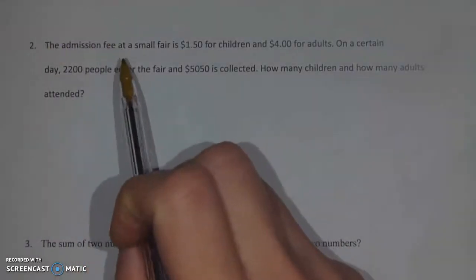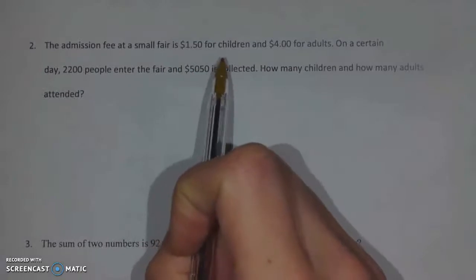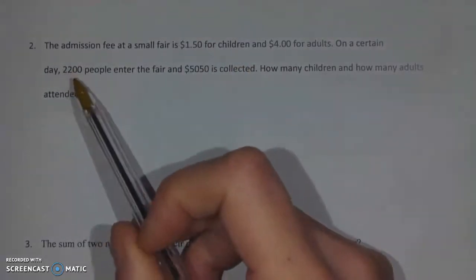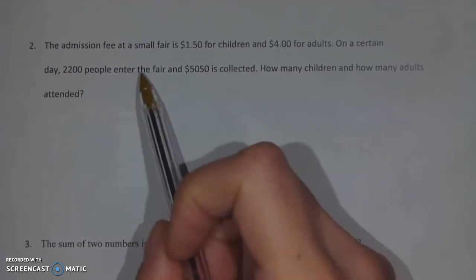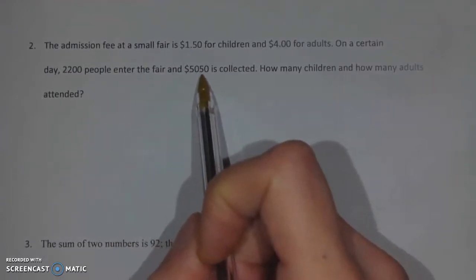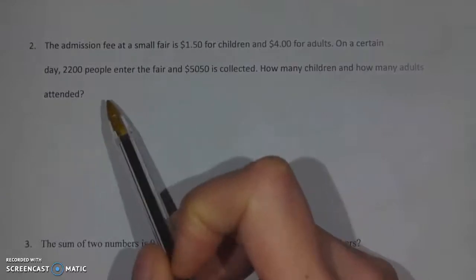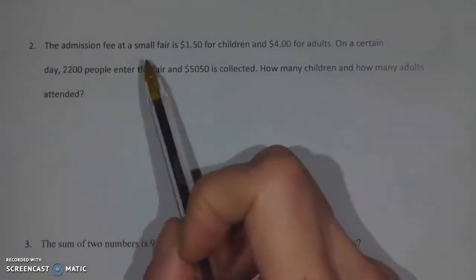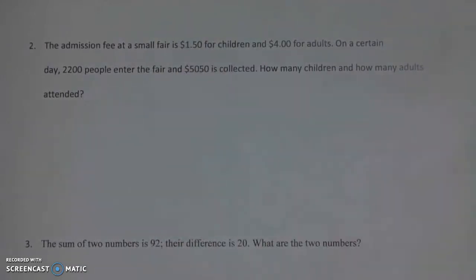We have the admission fee at a small fair is $1.50 for children and $4 for adults. On a certain day, 2,200 people entered the fair and $5,050 was collected. How many children and how many adults attended? Okay, so I'm going to go through and I'm going to start labeling my variables, figuring out what's going on.